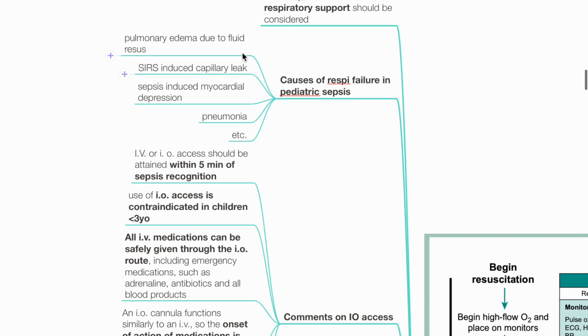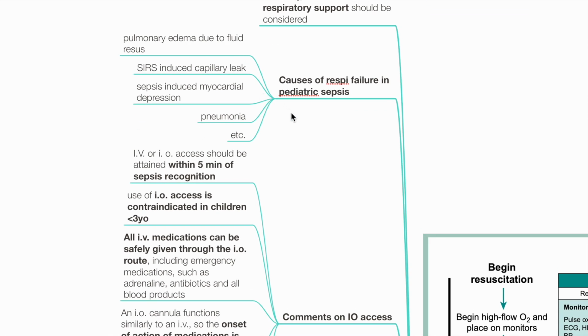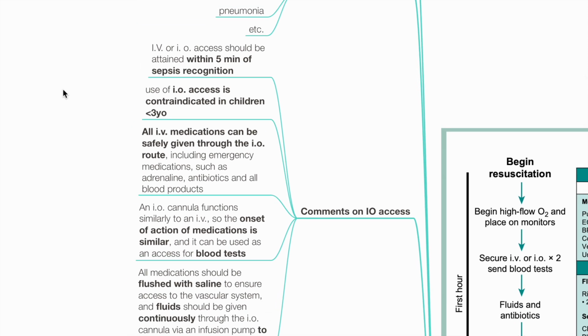Causes of respiratory failure in pediatric sepsis include pulmonary edema due to over-resuscitation with fluids, SIRS-induced capillary leak, sepsis-induced myocardial depression, pneumonia, etc. Comments on intraosseous access. IV or IO access should be attained within 5 minutes of sepsis recognition. Use of intraosseous access is contraindicated in children less than 3 years old.